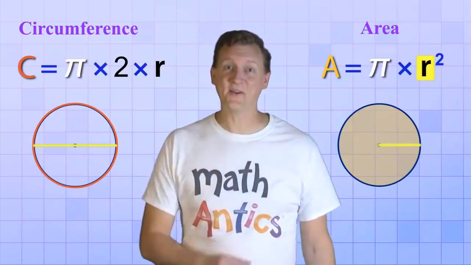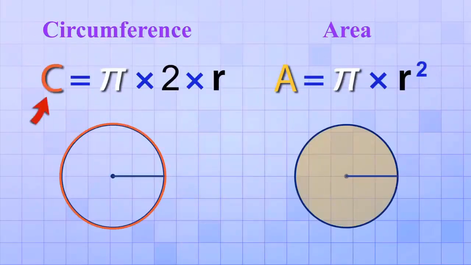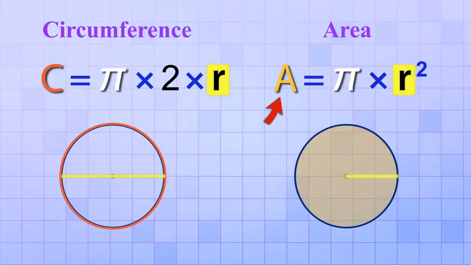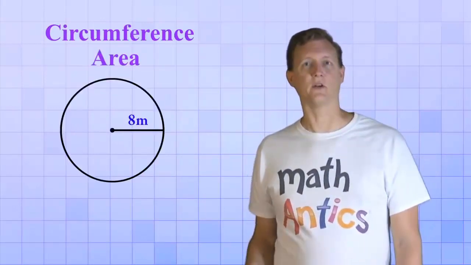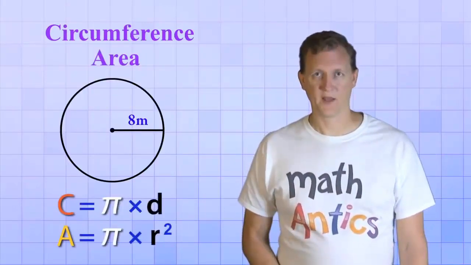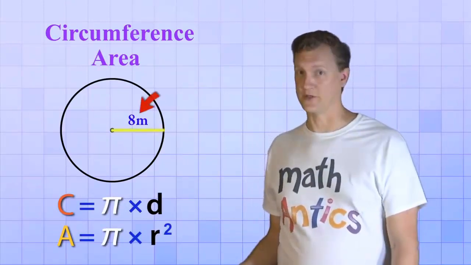Ha! Now you see why it's so easy to get confused. To find the circumference, you take the radius and double it. Then you multiply by pi to get the final answer. But for area, you don't double the radius, you square it. And that's a very important difference. To help you see that difference in action, let's find both the circumference and the area of this circle using our two formulas. The only thing we know about this circle is that the radius is 8 meters.